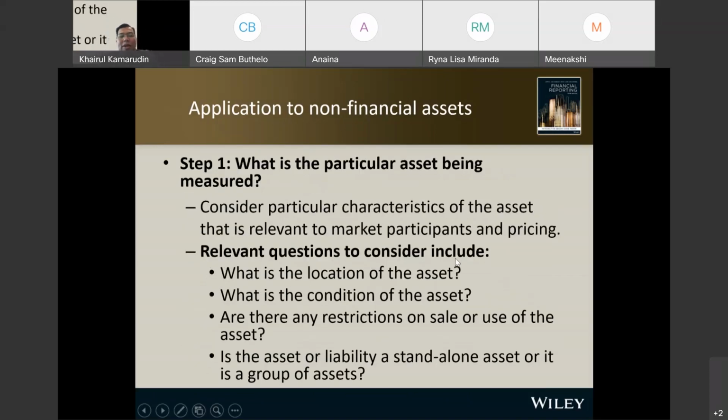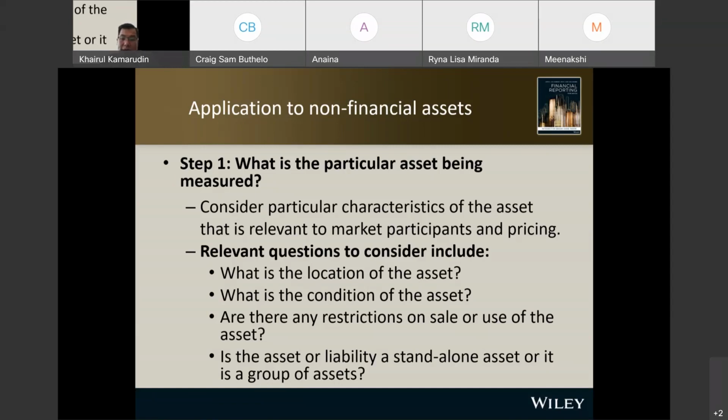Okay. Step number 1. What is the particular asset being measured? Consider the particular characteristics of the asset that are relevant to market participants and pricing. So we want to know the location of that asset, where the asset is situated. What is the condition of the asset? Whether it's used, how many years it has been used, whether there is damage, whether there are any problems with the asset, and whether there are any restrictions on the sale or use of the asset. Is the asset a stand-alone asset, or is it a group of assets?